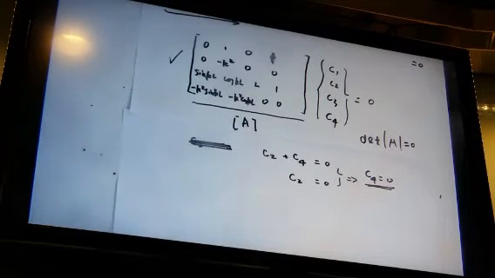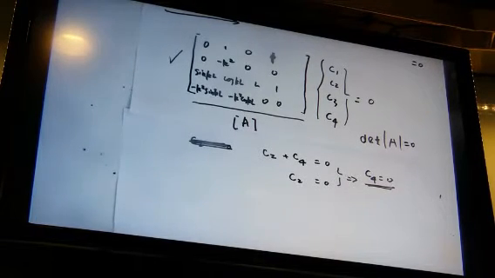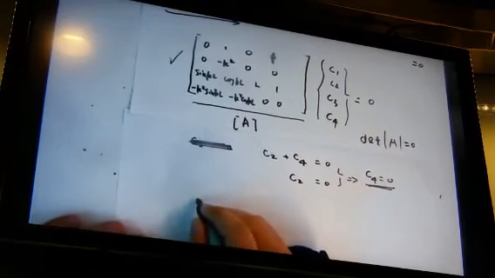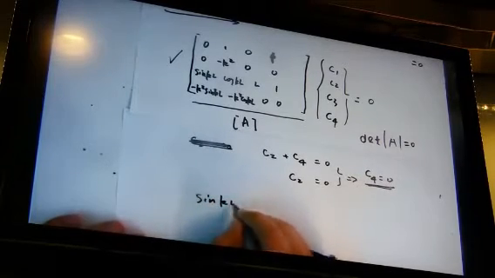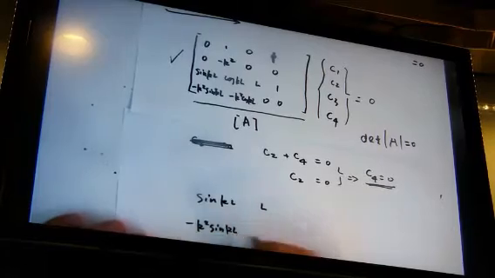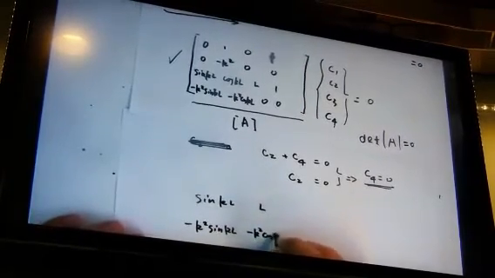So you can reduce this 4x4 equations to 2x2 equations. I do not have to worry about C2 and C4 anymore. So that equation will be reduced to sine KL, L, minus K sine KL, minus K squared cosine KL.